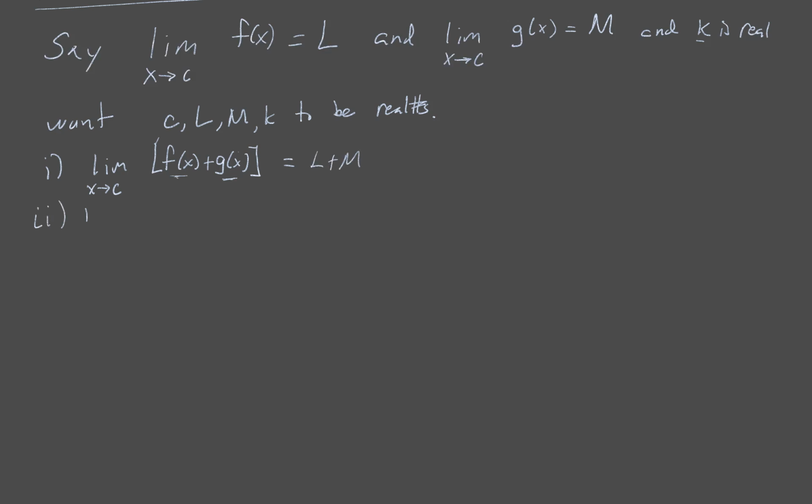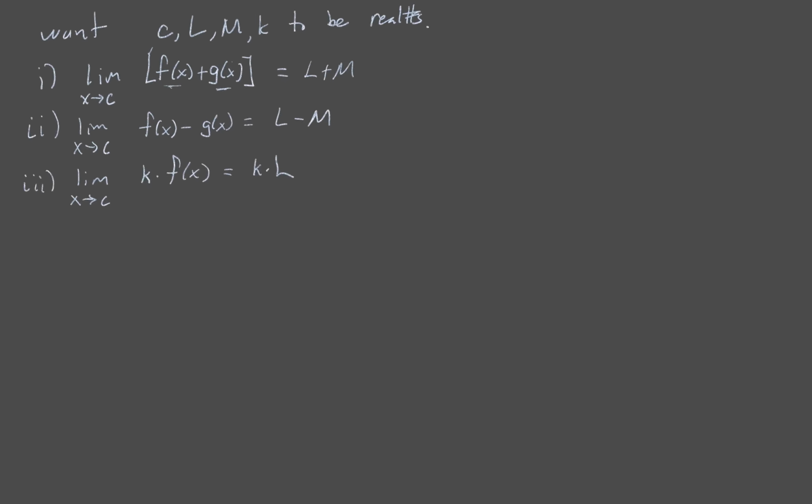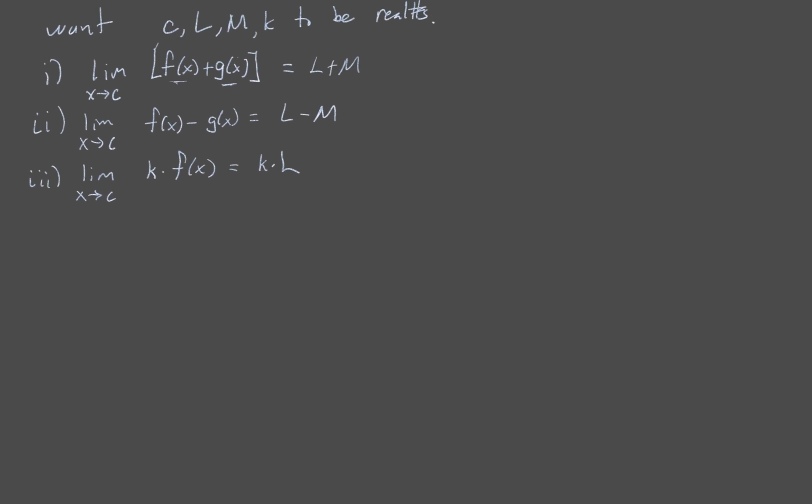Similarly, if you do subtraction, the limit as we get to the same point of f of x minus g of x is going to be L minus m. And then the limit as x goes to c of this k value times f of x. So if I make all the outputs k times as big, the limit should be k times as big. Right. So those are our three sort of linear rules for the limits.